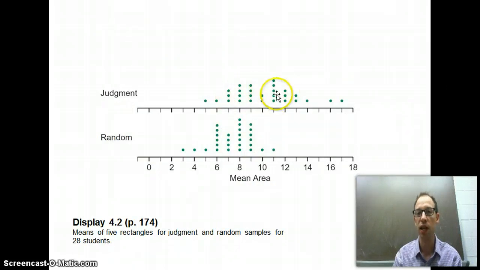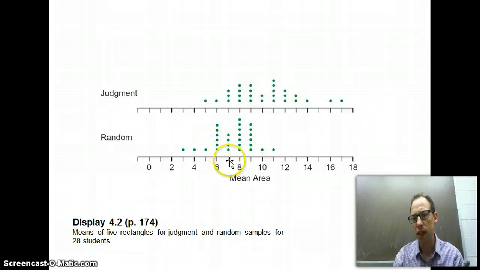So judgment, or human perception, is what they think of as random. Notice again you have some small ones out here, but also some very large ones. The actual mean, I believe, is a little over 7. So you can see in general the human judgment was a little bit high on what they felt was a random sample of the rectangles, and these were the actual results when it was done randomly.